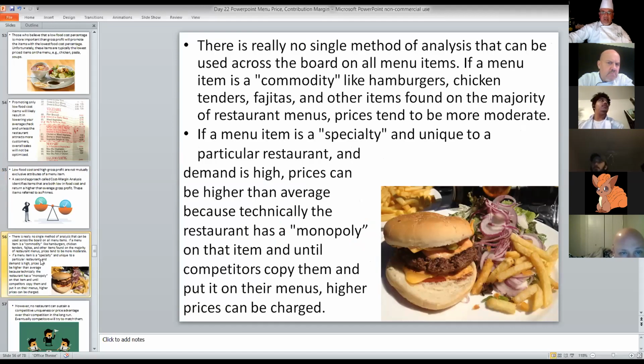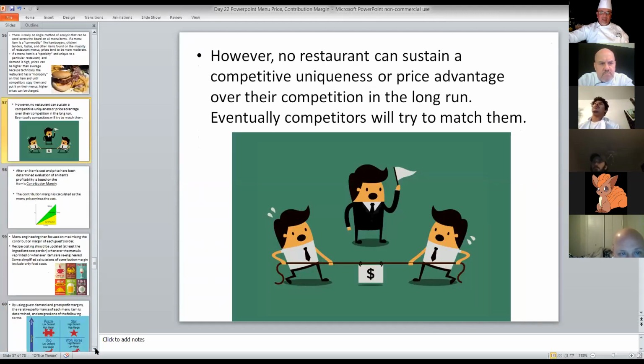On the menu items, if a menu item is a commodity like hamburgers, chicken tenders, fajitas, and other items found on the majority of restaurant menus, prices tend to be more moderate. If a menu item is a specialty and unique to the particular restaurant, and demand is high, prices can be higher than average because typically the restaurant has a monopoly on the item until the competitors copy it and put it on their menus. However, no restaurant can sustain a competitive uniqueness or price advantage over the competition in the long run. Eventually, competitors will try to match them. That's where you compete with each other.